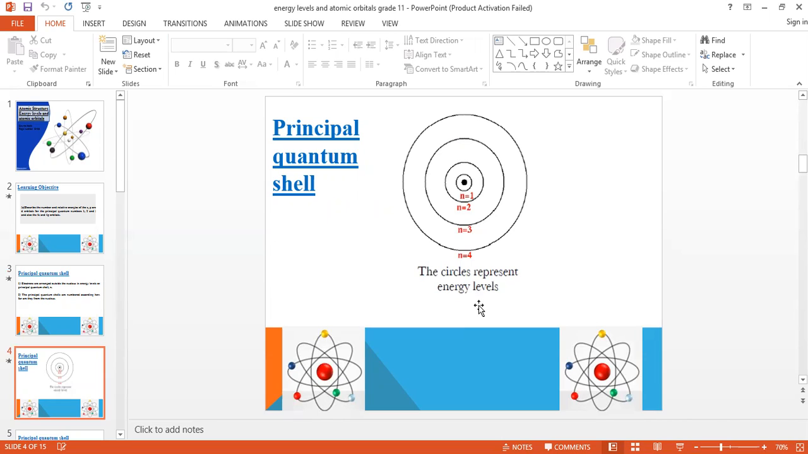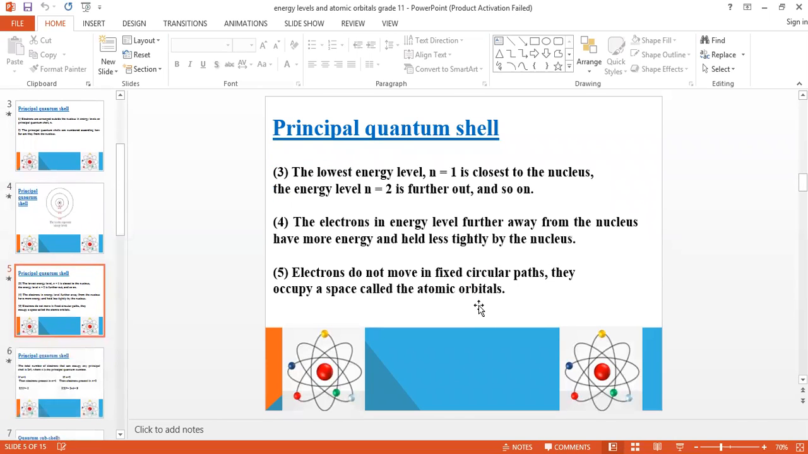I use this sentence actually. So in your mind there are four: N1, N2, N3, and N4. Any question till now? Okay. Next, principal quantum shell. The lowest energy level is N1. It is close to the nucleus. So where is N1? This first shell is close to the nucleus, and then further out are N2, N3, N4, and so on. Did you get it?